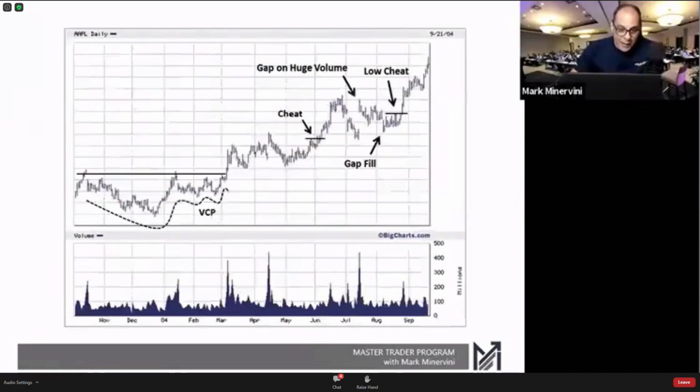Apple, this is going back to '04. You had a nice big VCP set up real tight right here. It came out of that big base and then set up a little cheat area right here, gave you another opportunity, then had a gap on big volume, came back, filled the gap, and gave you another little low cheat area.